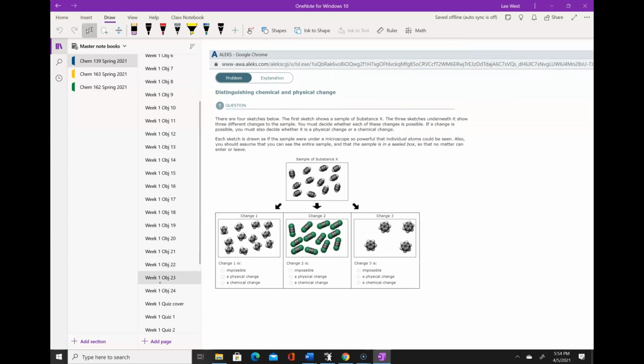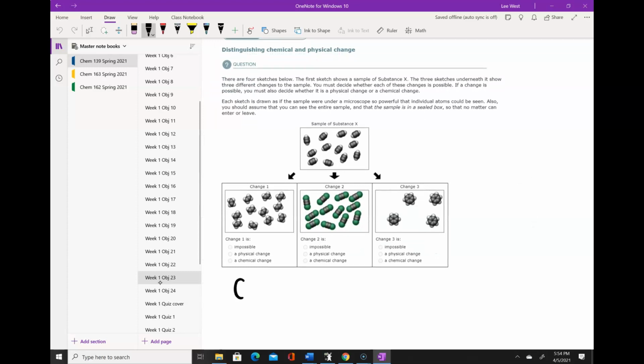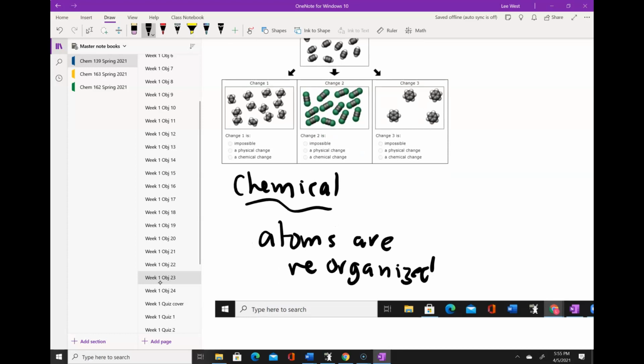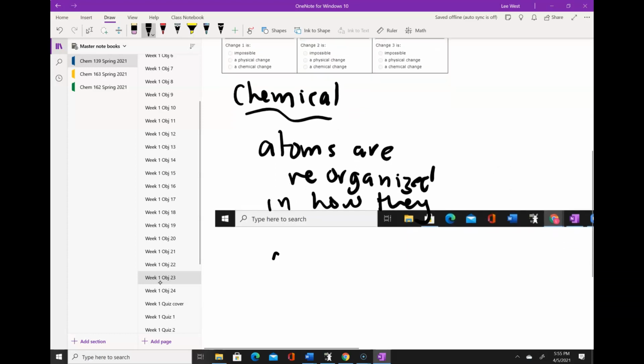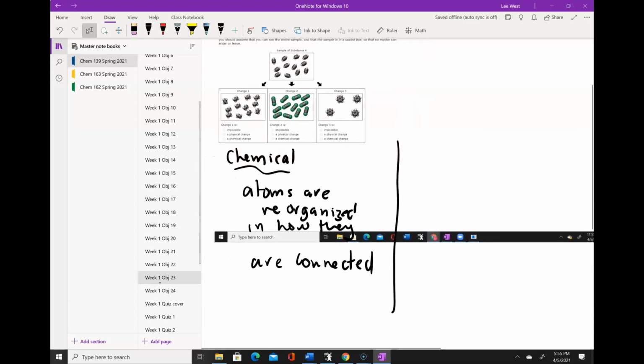Oh, these ones are kind of fun. Distinguishing chemical and physical change. So in a chemical change, atoms are reorganized in how they are connected. So when a chemical change occurs, there's a reorganization of what atoms are connected to what other atoms.